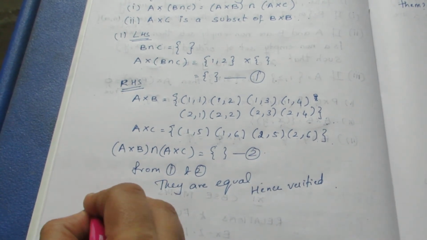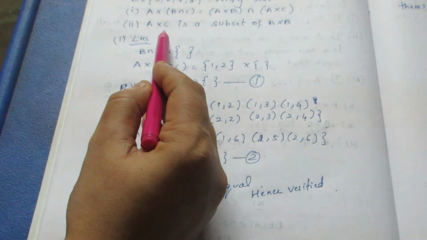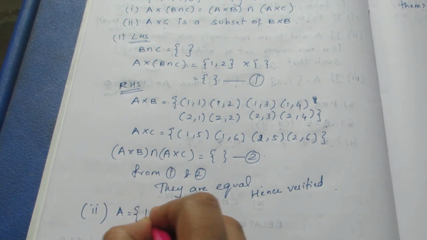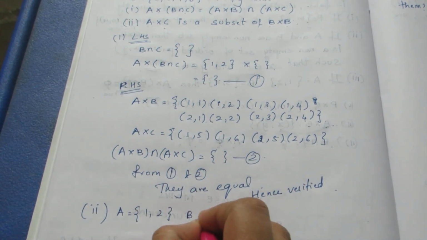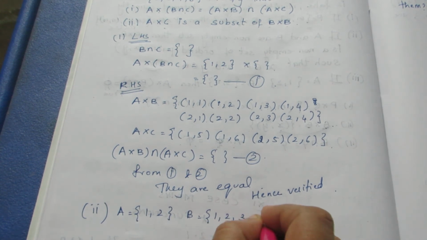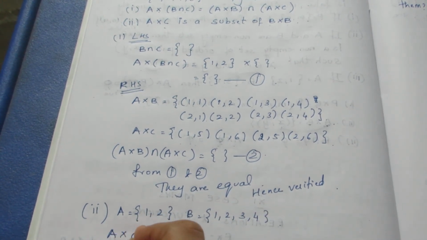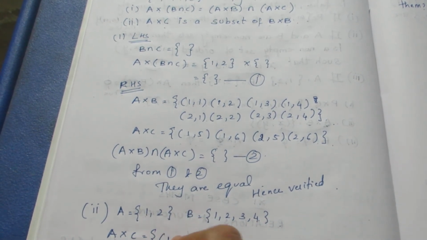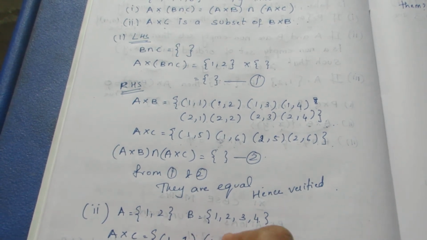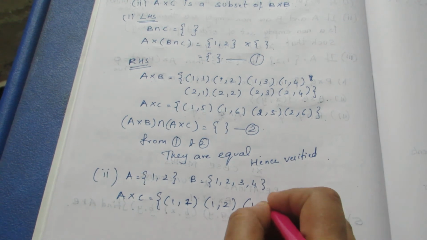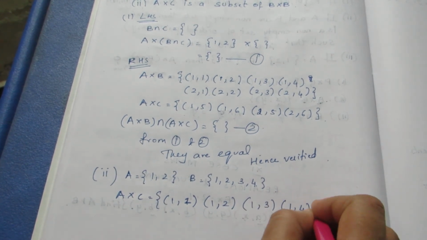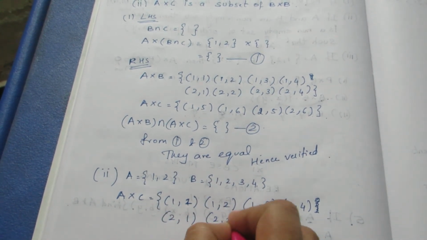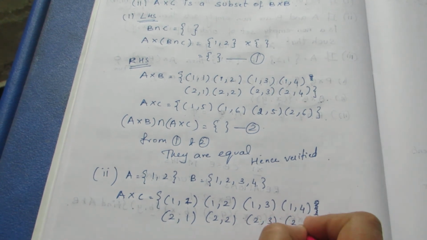We'll move on to the second one. It is given that A cross C is a subset of B cross B. So I am writing A and C. A equal to {1, 2}, B equal to {1, 2, 3, 4}. So first I am going to find A cross C. For A cross C, (1,1), (1,2), (1,3), (1,4). The same way we need to multiply similarly for 2: (2,1), (2,2), (2,3) and (2,4).